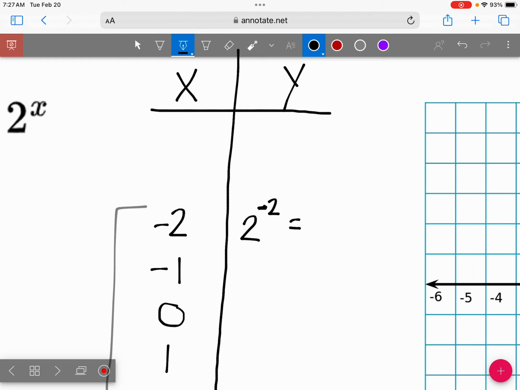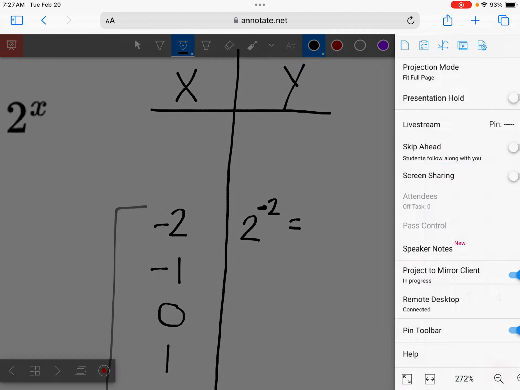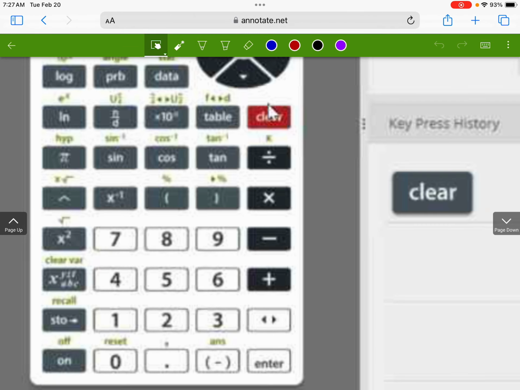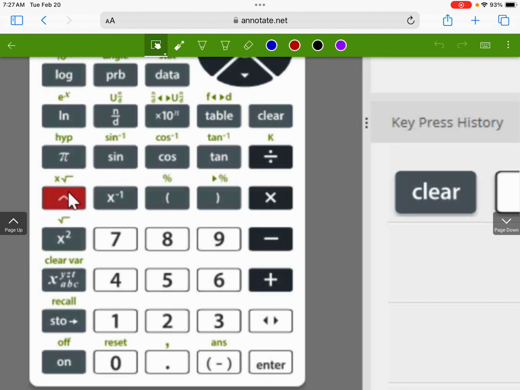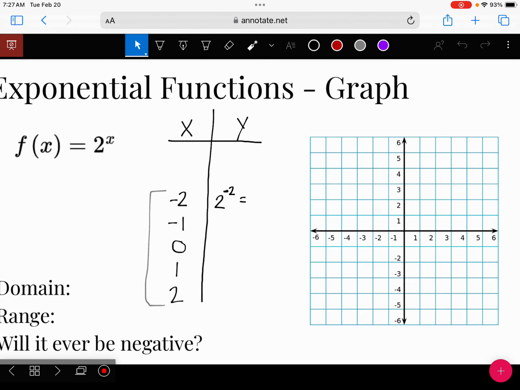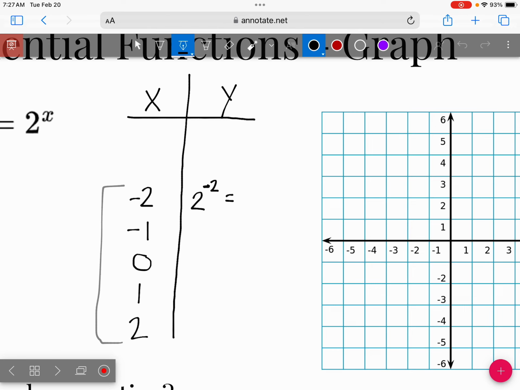So 2 to the -2, and you can type that in our calculator if we don't remember what that does. 2 to the power of -2, and we're going to get 1/4, or 0.25. I don't care if you do decimals or fractions. I'm going to put 1/4.